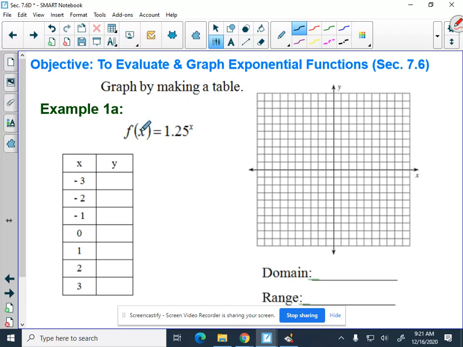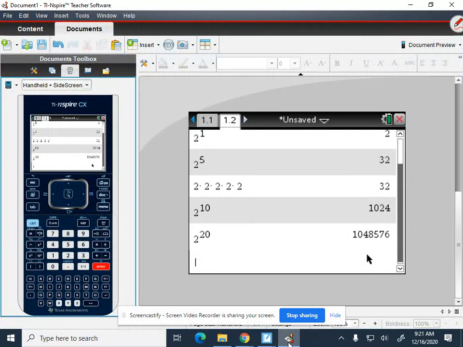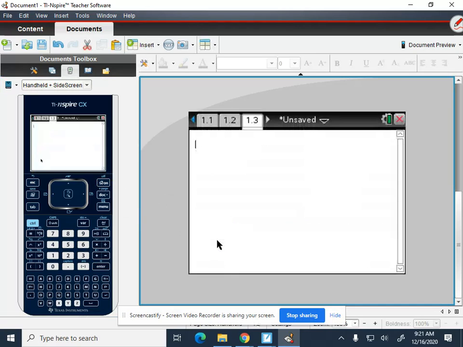So this one now says f(x) equals 1.25^x. So we're going to raise this to each of these powers. So I'm going to go ahead and add a new calculator screen, get a fresh calculator screen on there, and we're going to raise it to the negative 3 power.